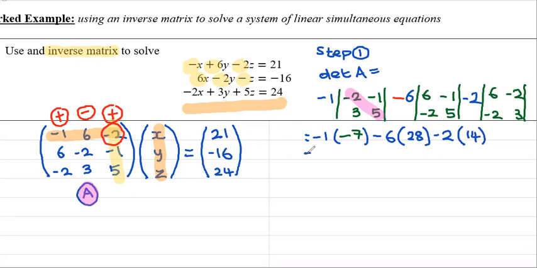Okay, let's carry on. So we've got -1 times -7 is +7. 6 times 28 is -168. And subtract 28. And this is going to give us a determinant of -189. So now we've computed the determinant, because this value is non-zero, it's not equal to 0, we know that this is a non-singular matrix. So this means that a solution does exist.